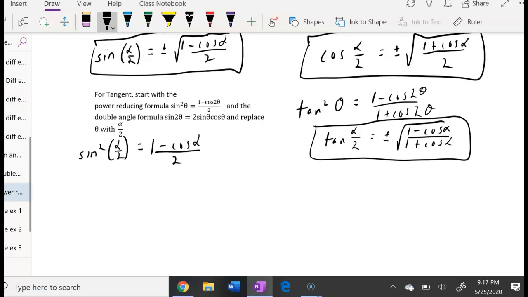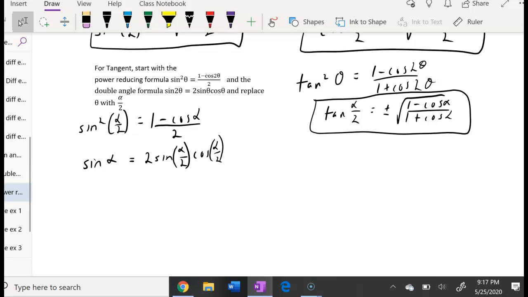And then we also have the sine of 2 theta, which we're going to replace theta with alpha over 2. We're just going to get the sine of alpha is equal to 2 sine of alpha over 2 times the cosine of alpha over 2. I just like to put those in parentheses to make sure we know everything's being multiplied here. Okay, so first I'm just going to rewrite this first formula by multiplying both sides of the equation by 2. So I get 2 sine squared of alpha over 2 is equal to 1 minus the cosine of alpha.